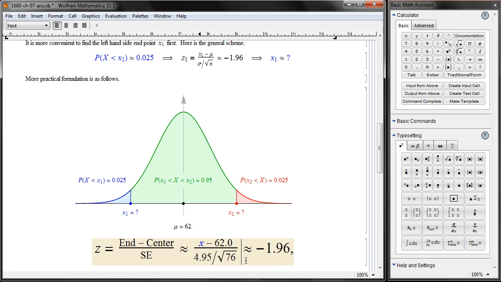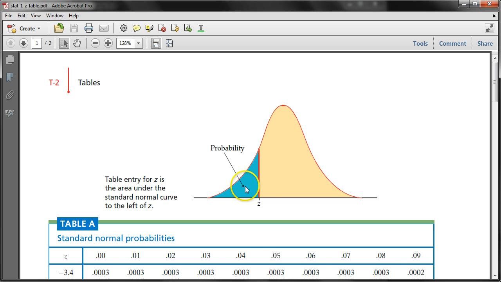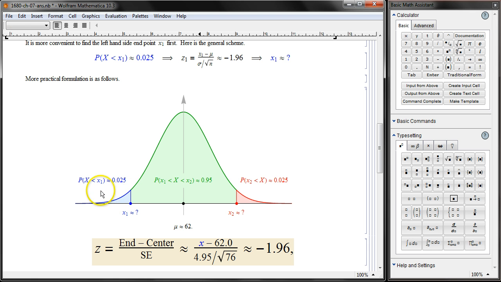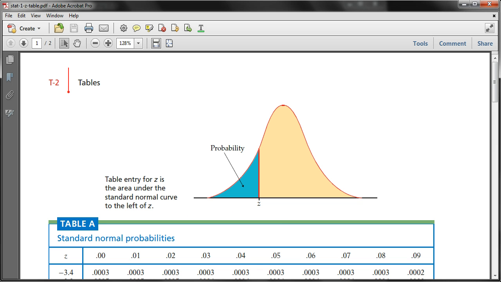And the z-table is associated to shading on the left-hand side, right? Shading on the left-hand side. Here is a z-table. Shading on the left-hand side. So you have to find out this shading, the blue part. Now 95% in the middle. By symmetry, we have to have 2.5% in blue and 2.5% in the red part. So let's use 2.5% here. So look up 2.5% from the z-table.